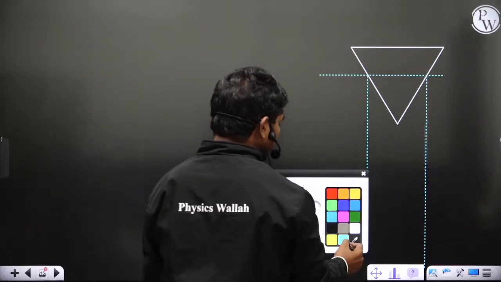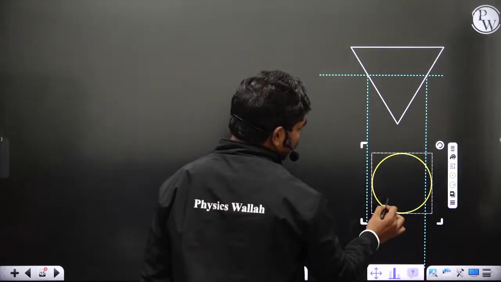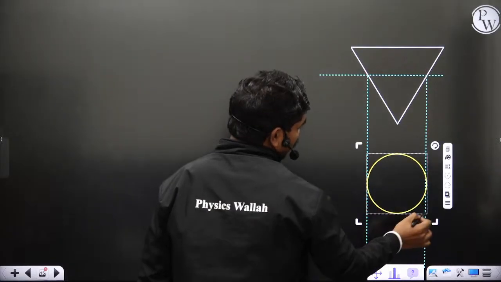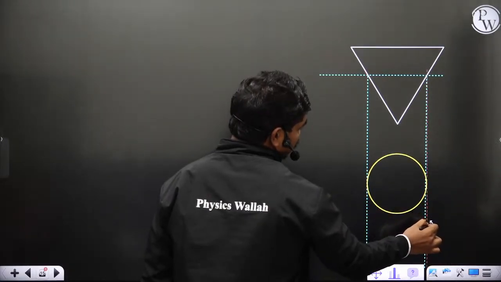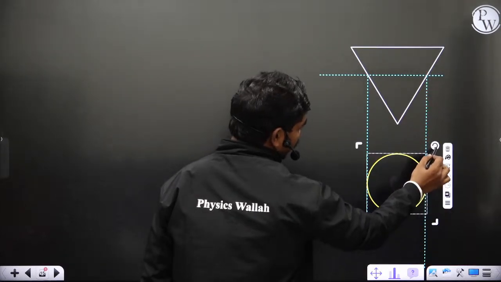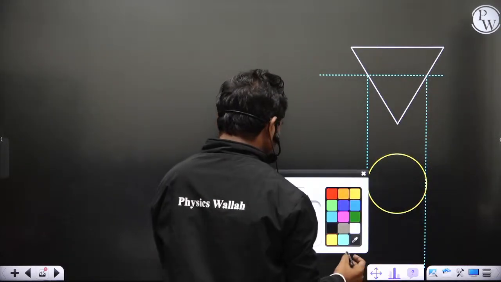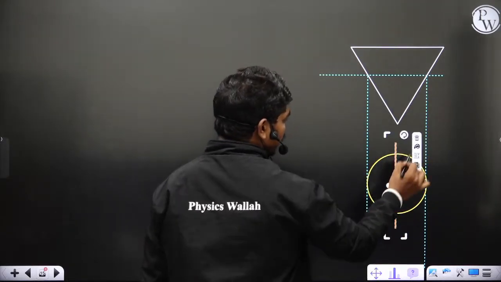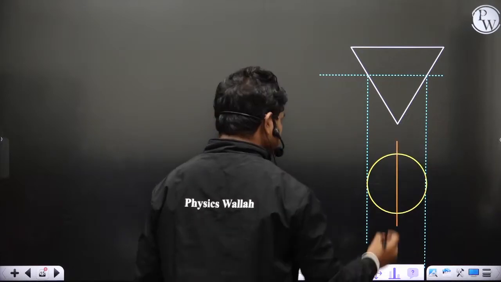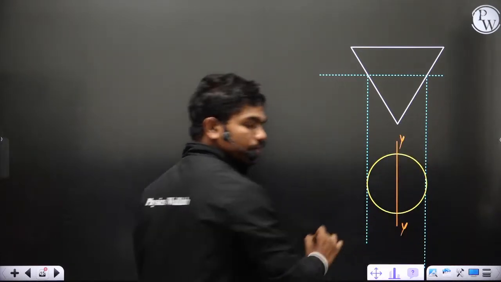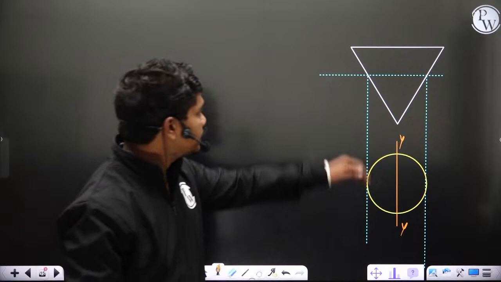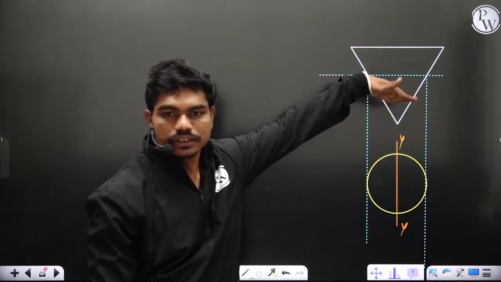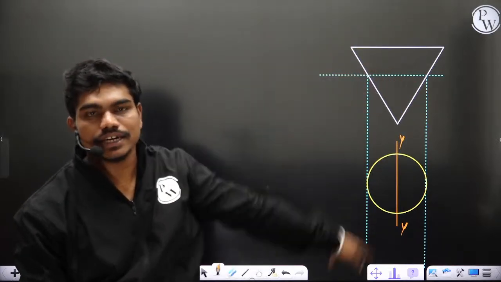Obviously, if you see the cross section, we have a small circle like this. Then clearly this is the axis about which you have to take the moment of inertia. This is YY, because clearly here the cross section and here the cross section are both circular in shape, but the size is actually different.